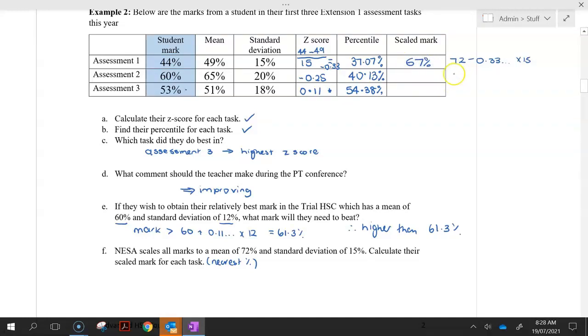Repeat with the next Z-score, so it's 72 minus, that was a neat one, 0.25, times the new standard deviation we want. And that one will scale to 68% to the nearest percent. And finally, in the last one, we'll go 72 plus, because we've got a positive Z-score, 0.1. I put a few ones in there so I don't have rounding errors, times 15, and we have 74%. Okay, I'll just write that in. Times 15. Or use your 9.